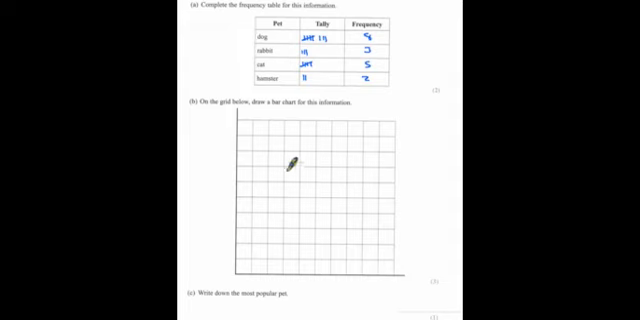Part B asks us to use the grid below to draw a bar chart using this information we've collected. Okay, we need to make sure we put as much detail as possible on here. 3 marks available, so we don't want to lose any. I'm going to have difficulty being neat and tidy here, but along the bottom we need the names of the pets. So we've got dogs, we have rabbits, we have cats, and we have hamsters.